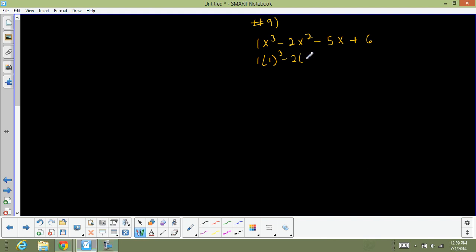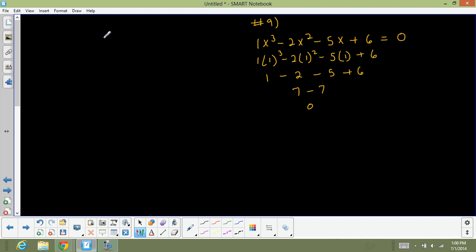If x was a 1, if I replace each occurrence of x by 1, and then do my arithmetic, I get 1 minus 2 minus 5 plus 6, which is 7, minus 7, which is 0. Which tells me I've just found a root. If this thing were an equation, I've just found a root, or what we call a 0, of the expression.